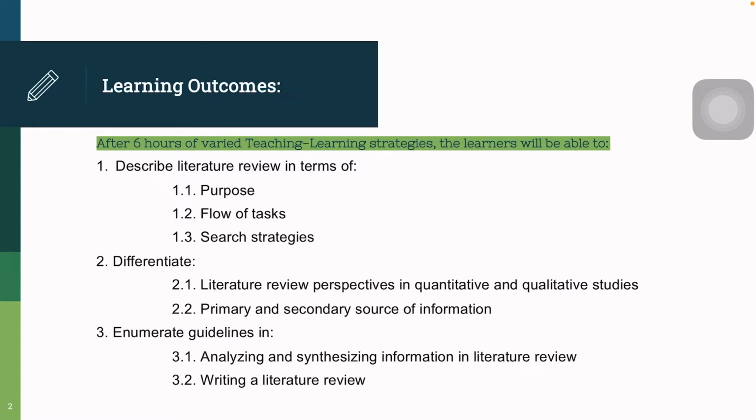After 2.5 hours of varied teaching-learning strategies, the learners will be able to describe the literature review in terms of its purpose, flow of task, and search strategies. Differentiate the perspectives of the quantitative and qualitative studies on literature review, and differentiate primary and secondary sources of information. Number 3 is to enumerate guidelines in analyzing and synthesizing information in literature review and writing a literature review.